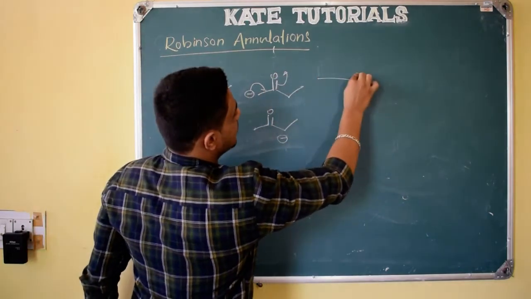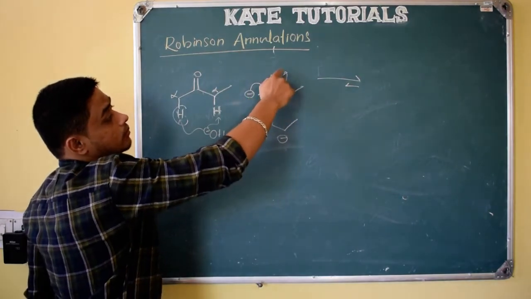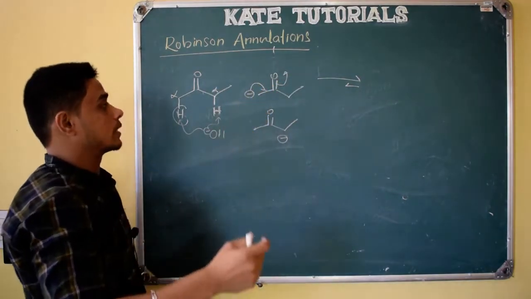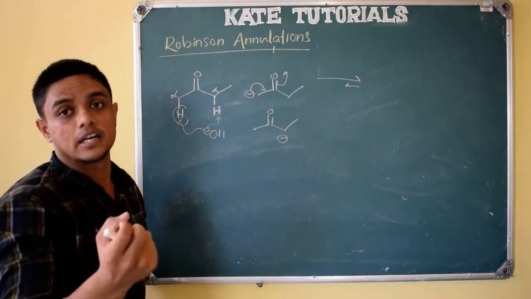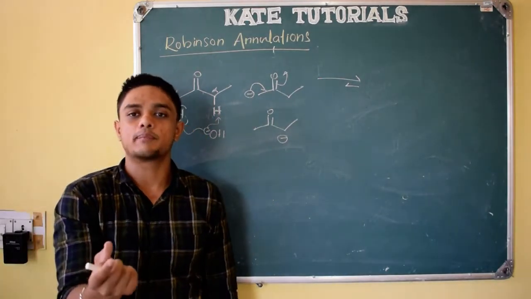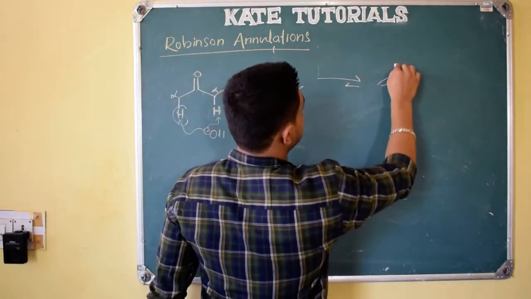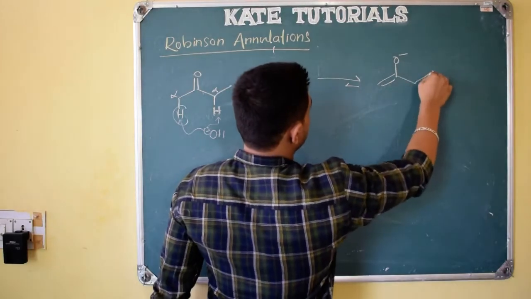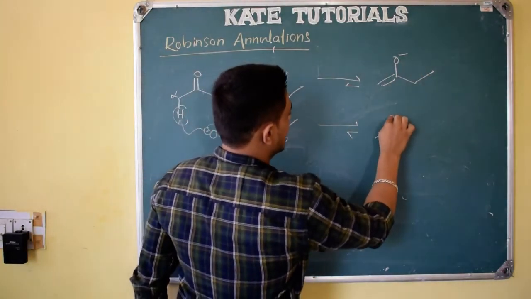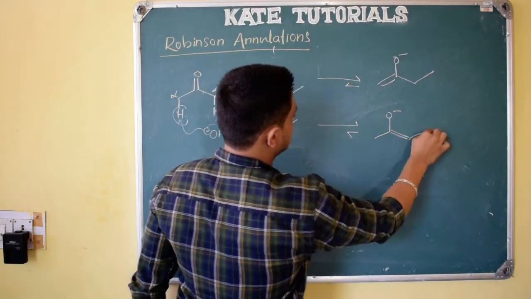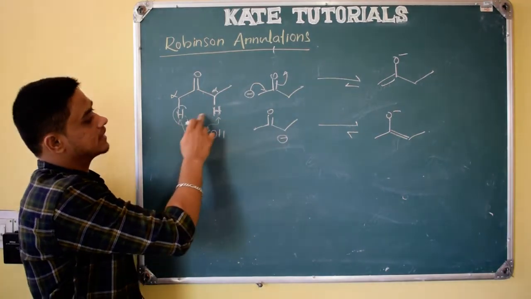So the equilibrium will be more towards this, because carbon can't hold a negative charge well, but oxygen can, because oxygen is more electronegative and is able to hold the negative charge. Electronegativity is nothing but the ability of an element to hold electron density, right? So this is the product, and here also the equilibrium will be like this, and here we will get this, right? So this is more acidic, this is less acidic.